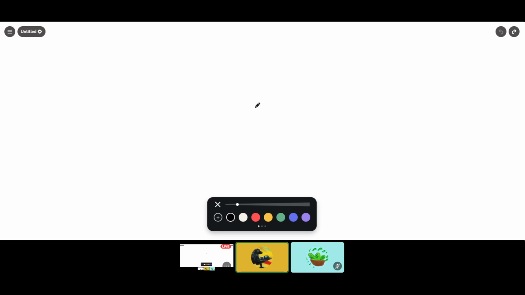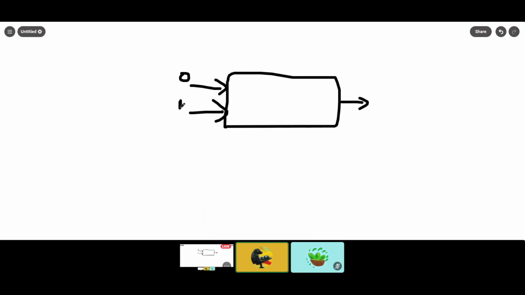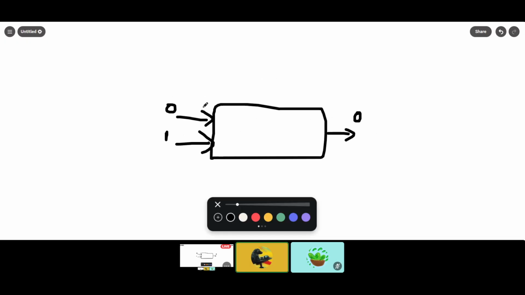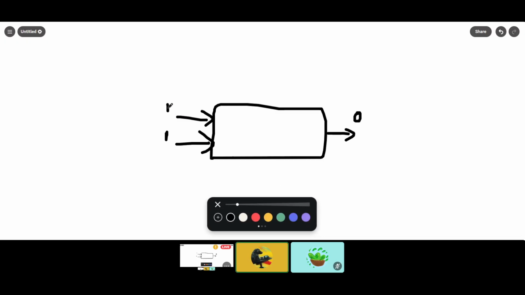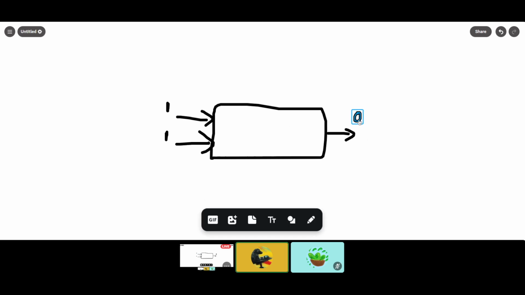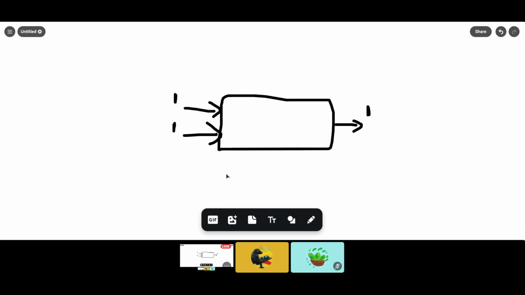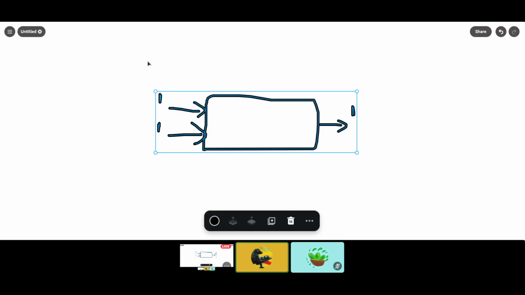So let's say I have a mystery logic gate, and there are 2 inputs and 1 output. Let's say if the first input is 0 and the next input is 1, and the output is 0. That's a logic gate which we don't know. Then when both inputs are 1, the output is 1. That's also a logic gate. So that's basically a logic gate, but I'm not specifying which logic gate it is.